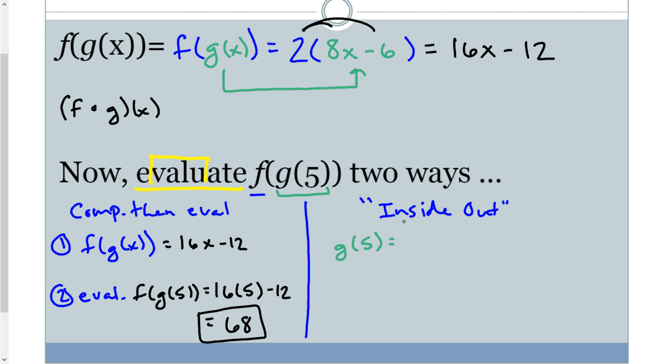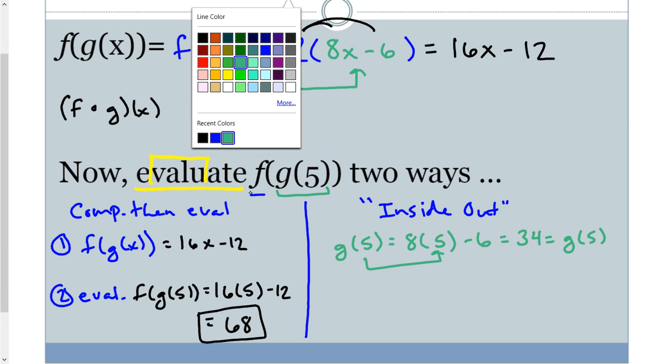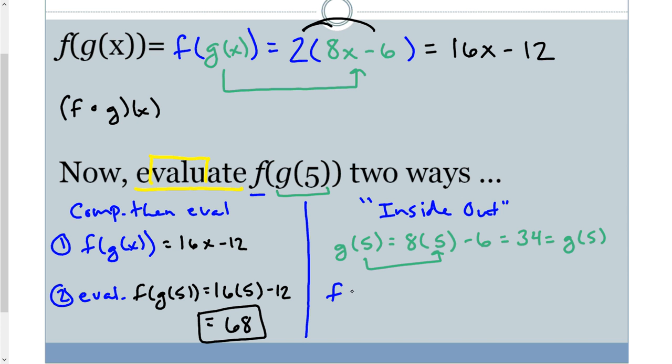That's exactly like the warm-up problems. The function g was 8 times my input x minus 6. My input in this problem is 5. 8 times 5 is 40, and 40 minus 6 equals 34. So g of 5 is 34. Those two things are interchangeable now because I've established equivalency between them. Ergo, instead of saying f of g of 5, I know what g of 5 is, so I can say that this is f of 34.